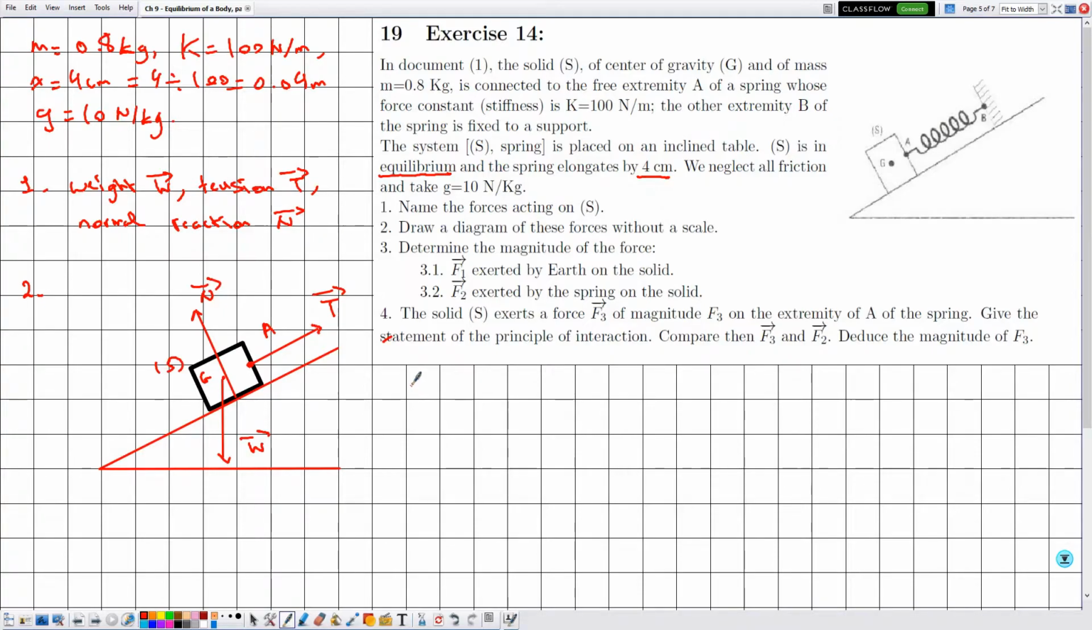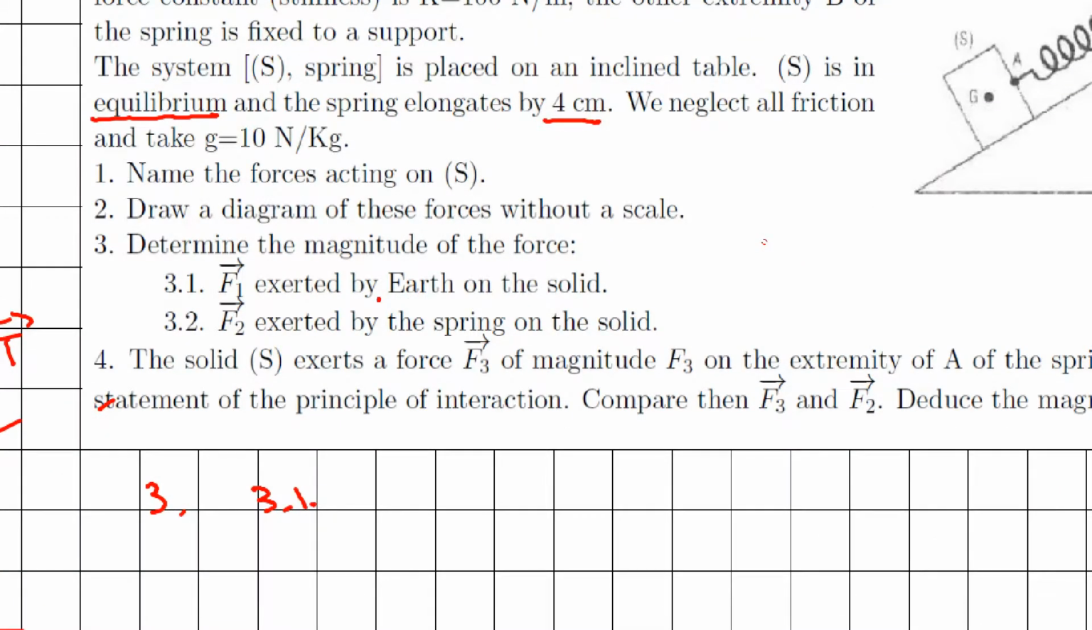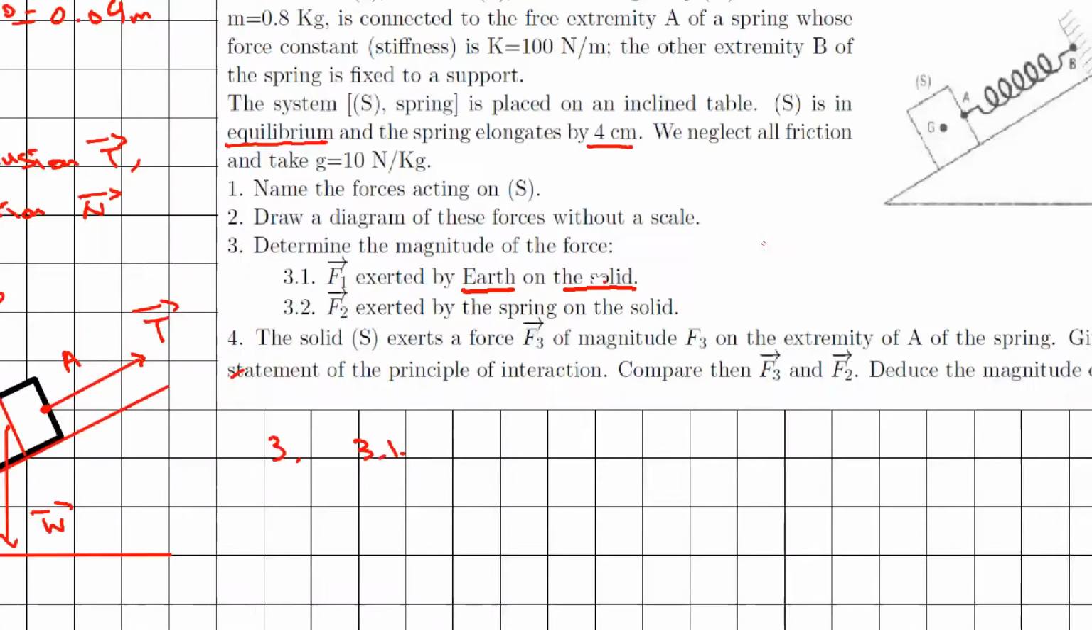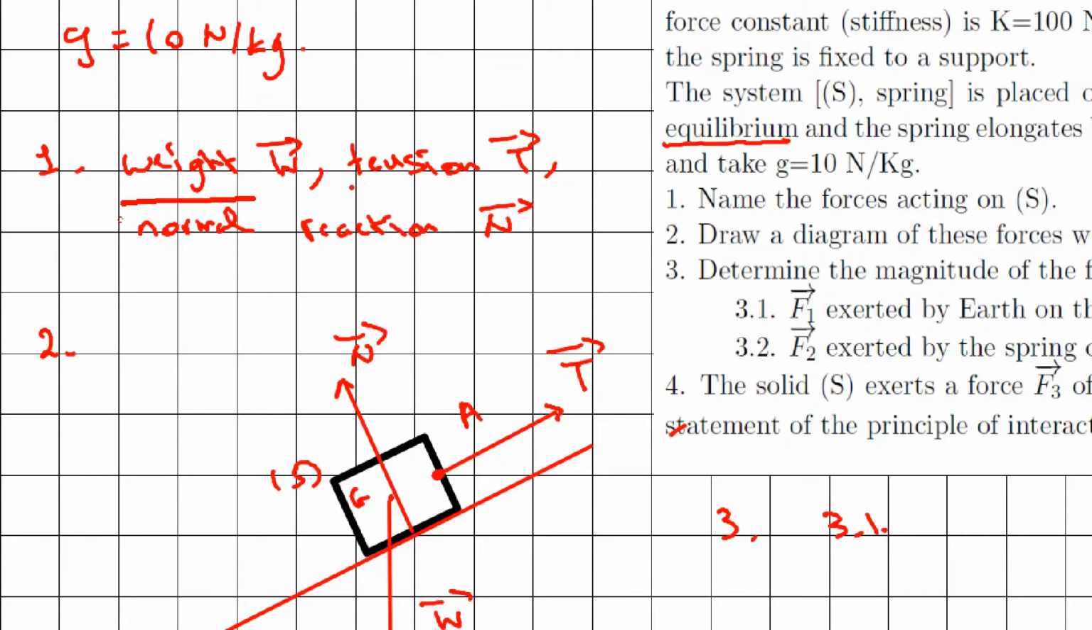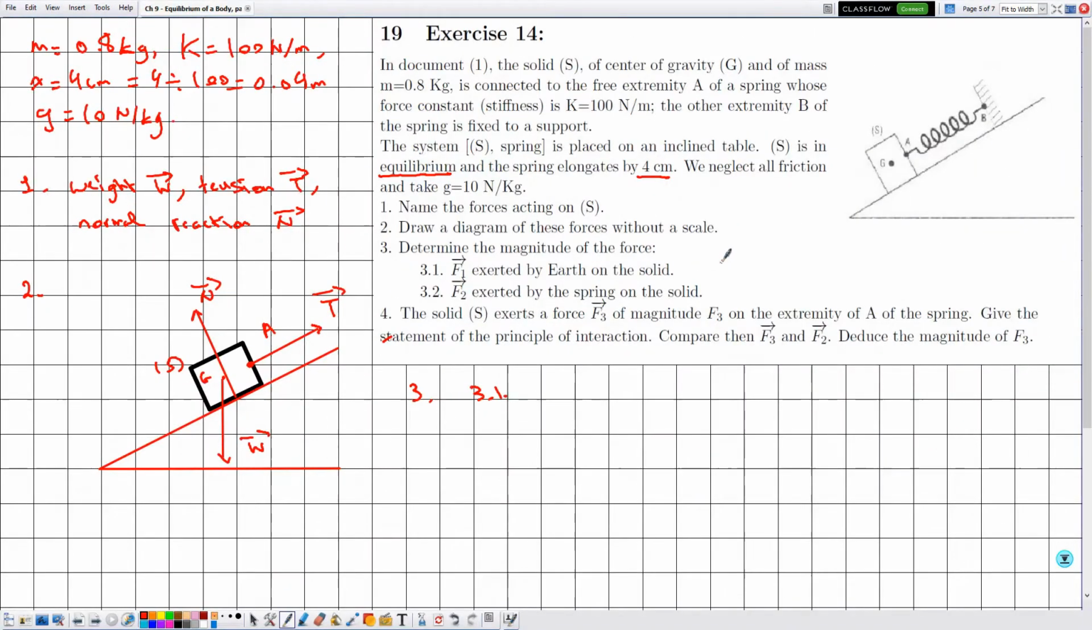Now in number 3, determine the magnitude of each of the forces. 3.1: the force exerted by Earth on the solid. So we have 3 forces: the weight, the tension, the normal reaction. The force exerted by the Earth on the solid is referred to as the weight. So we need to determine the magnitude of this force. So the weight is equal to M multiplied by G.